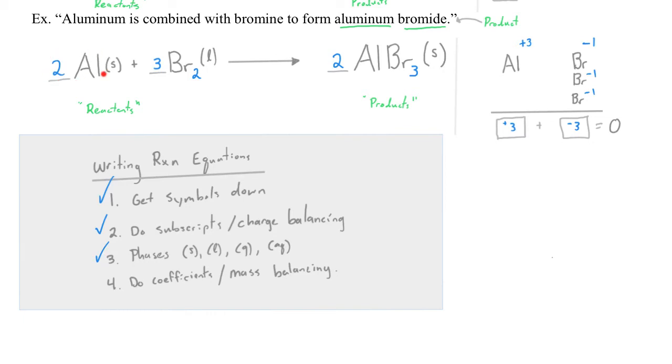We have 2 aluminum over here, and we have 2 aluminum here. We have a total of 6 bromine over here, and we have a total of 6 bromine here. So everything is balanced, and we've completed step 4. We've also completed this reaction. So great job. Let's go on to the next page and try a few more examples, and then we'll also learn some other types of reactions.